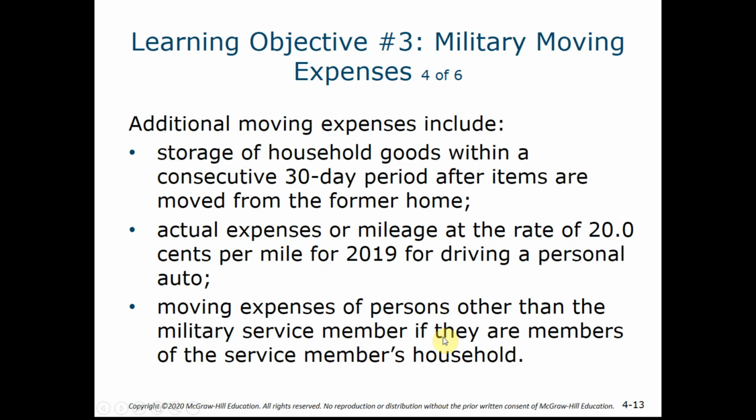Again, this above-the-line adjustment for military moving expenses would include storage of goods or household goods within a 30-day period, and these days have to be consecutive. They cannot be broken up. And the items are moved from the former home. There is, for 2019, a mileage rate related to moving of 20 cents per mile. That is deductible as well for AGI.